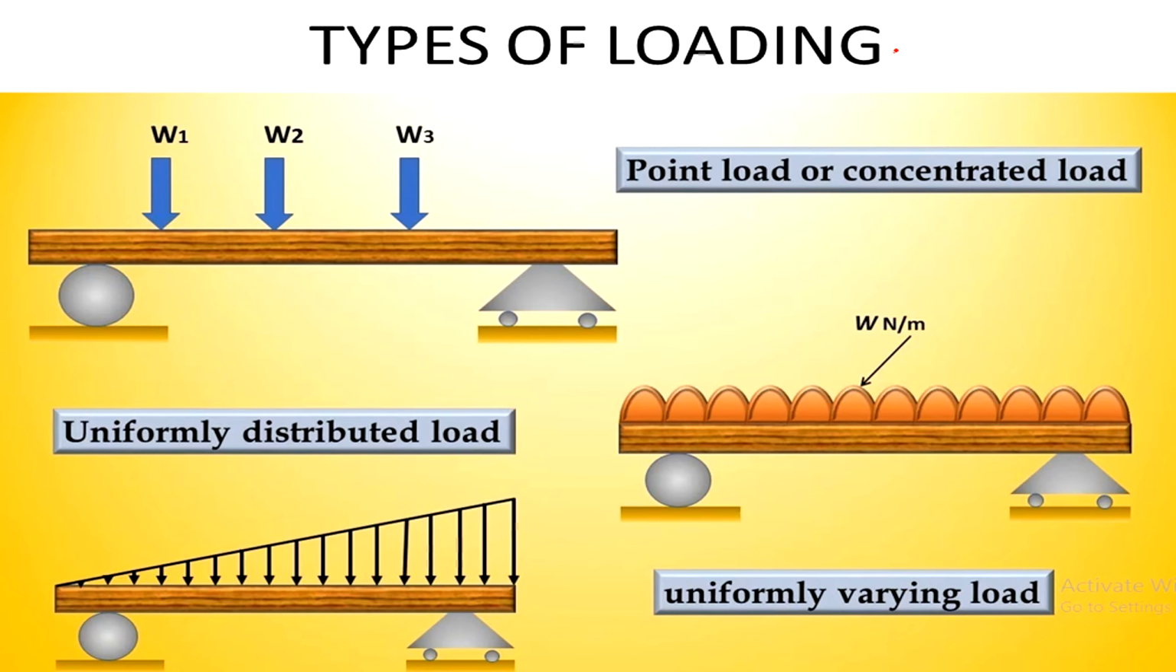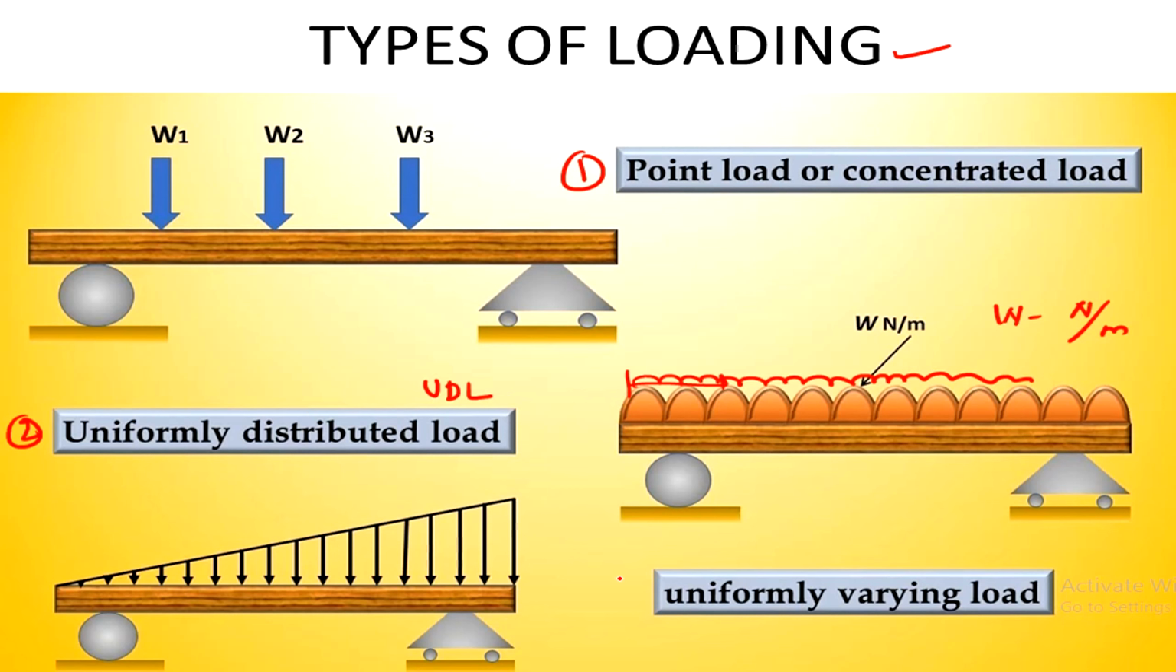The next will be the type of loading. There are three types of loading. First one, the point load or concentrated load. There are three point loads acting on this beam, W1, W2, W3. The next type will be the uniformly distributed load, another name is UDL. The representation will be like this. In that, the load W will be acting per meter of this beam. The force unit will be Newton, acting per meter. In a particular 1 meter, this much load will be acting. This is the representation of the uniformly distributed load.